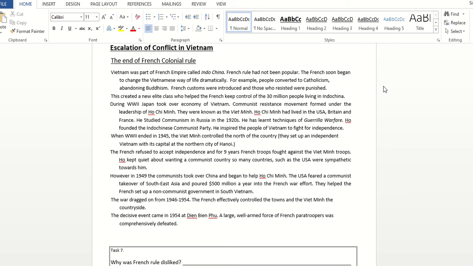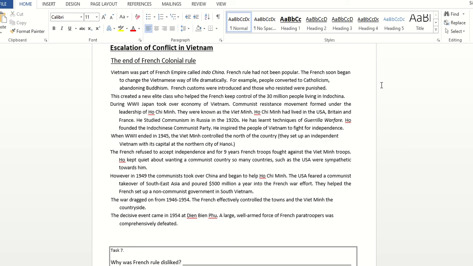France used to own Vietnam as part of an empire called Indochina, but it wasn't very popular. However, during World War II, it was taken over by Japan. Now, Japan was an ally of Nazi Germany, and they were trying to take over large parts of the world. However, during this time, there was a rebellion against Japanese rule, and it was led by a man called Ho Chi Minh. Now, Ho Chi Minh was a communist, and he had studied communism in Russia in the 1920s, and he didn't like Japanese rule.